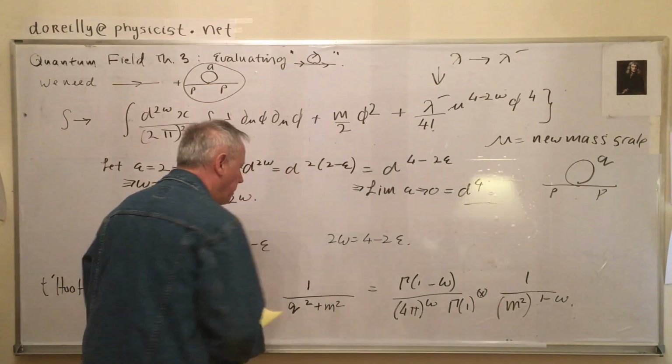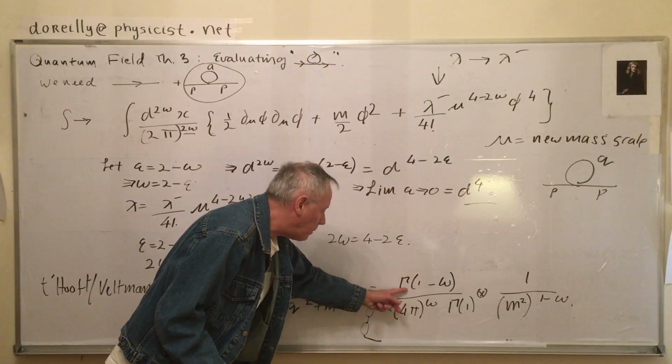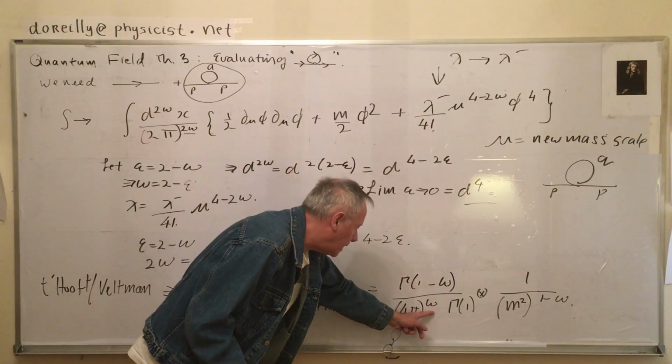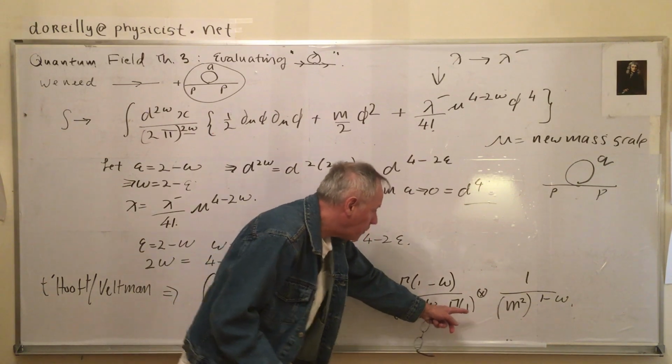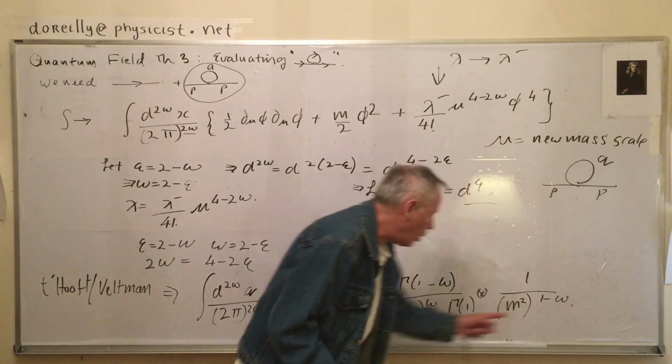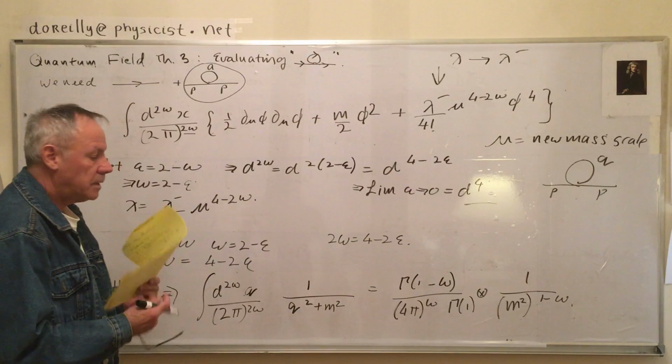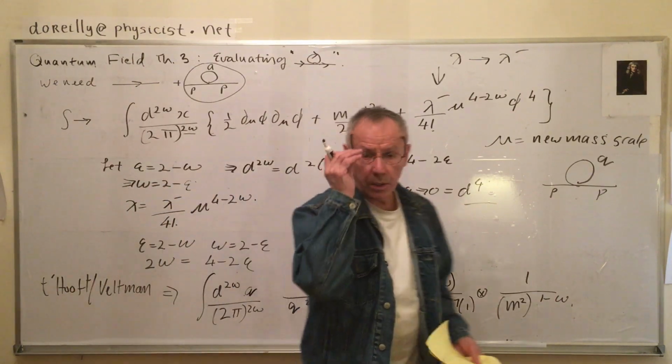So that this integral becomes gamma 1 minus omega, where's the gamma function? 4 pi to the power of omega downstairs. Gamma 1, which is going to be 1 over m squared to the power of 1 minus omega, is equal to this integral. And I'm skipping a lot of Laurent series here, right?